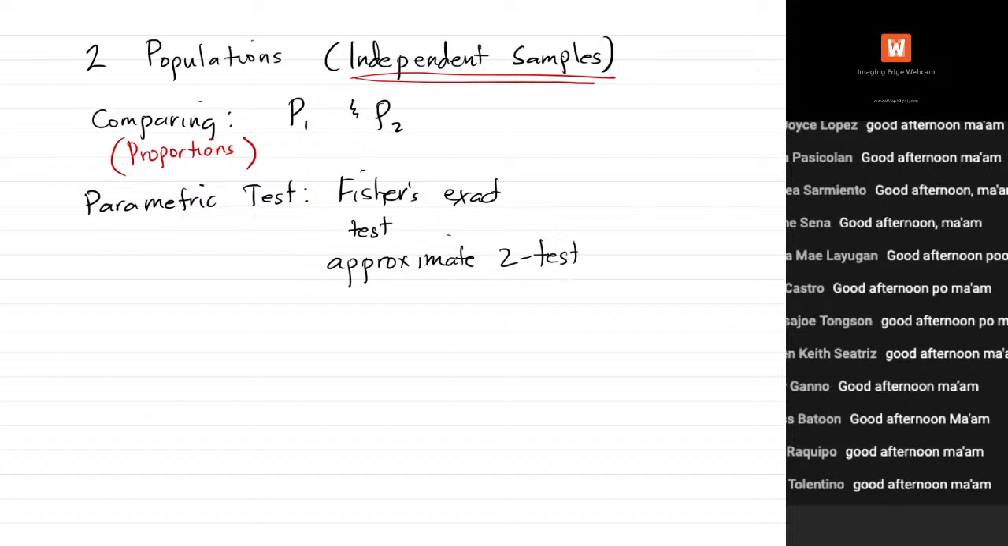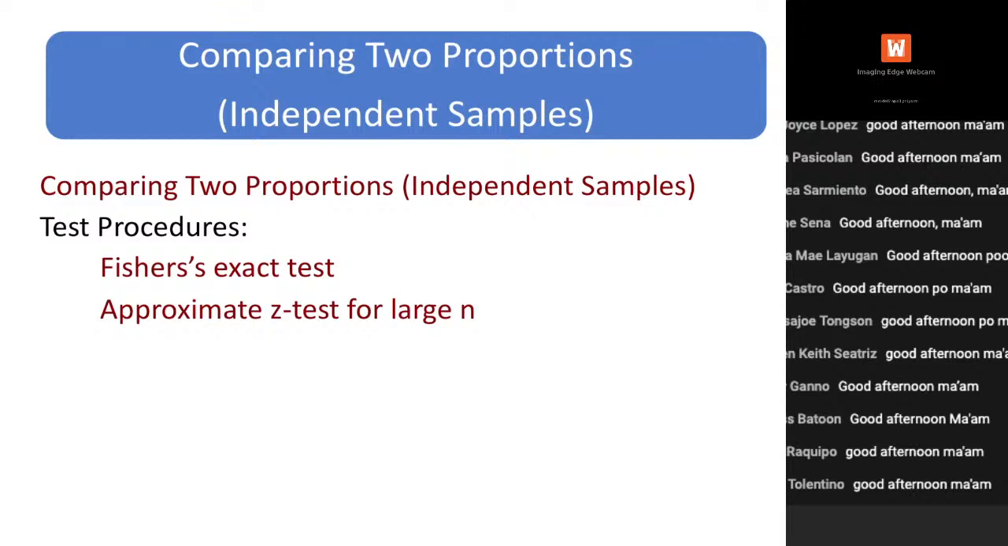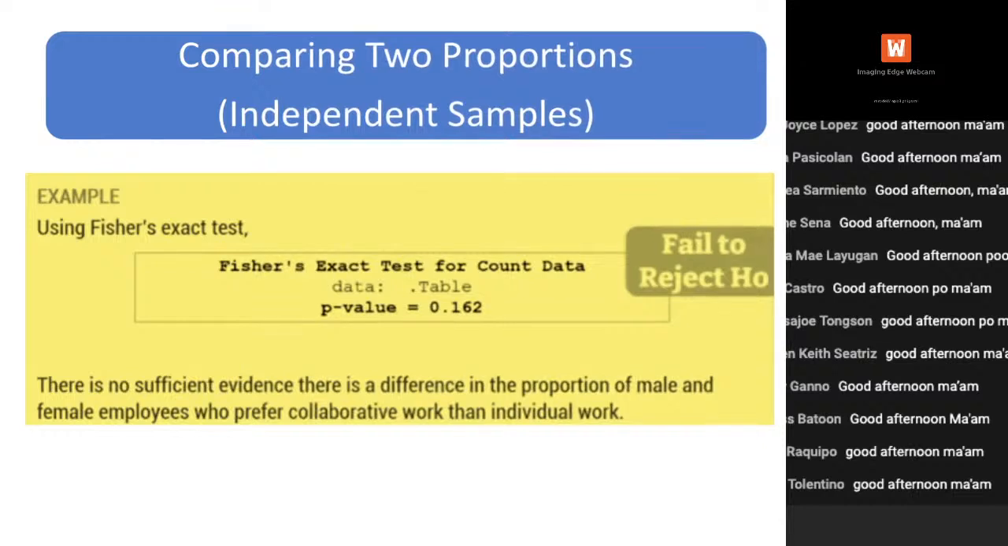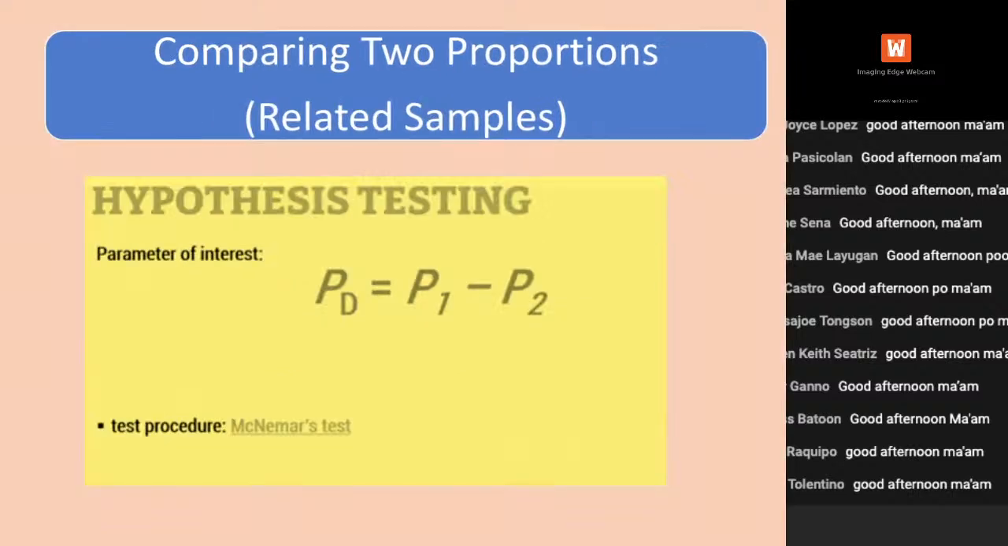Okay. Next, we're almost done, since we're down to two proportions. So this is how your Fisher's exact test looks like. And we fail to reject because the p-value is greater than 0.05. Now we proceed to the next.